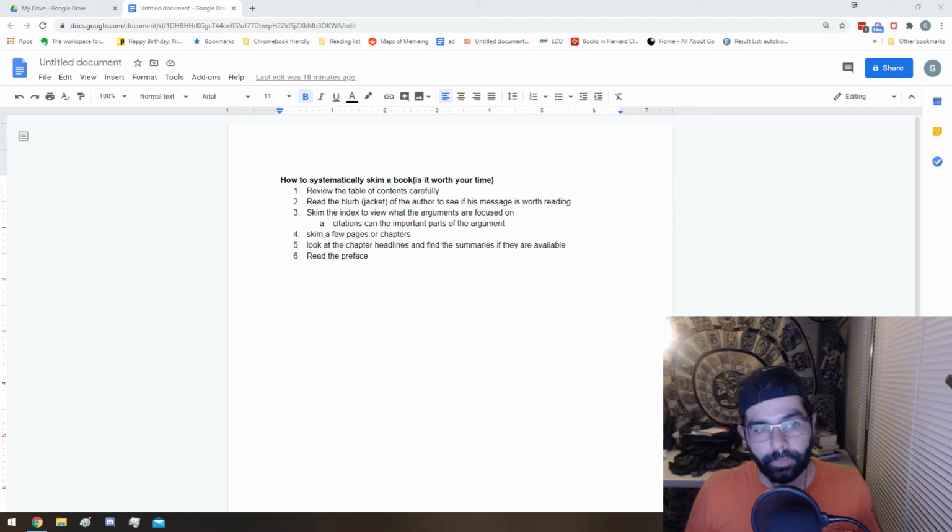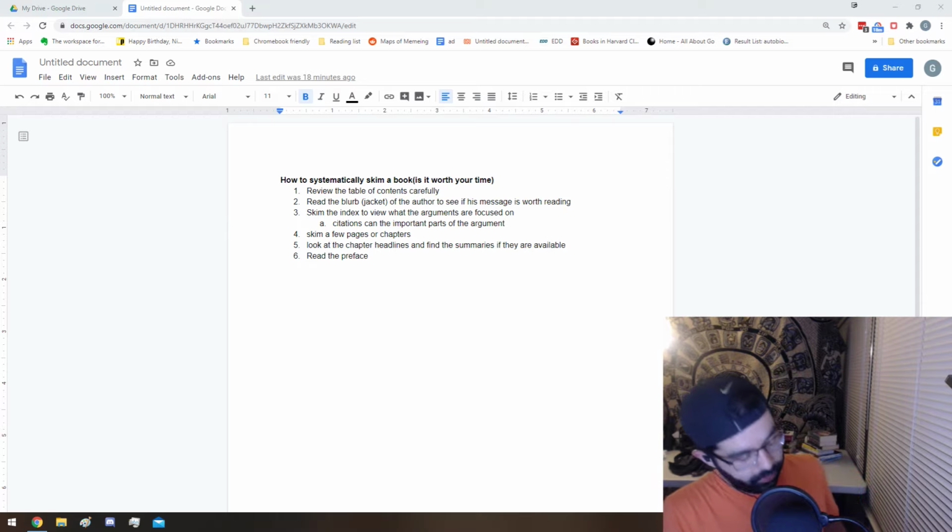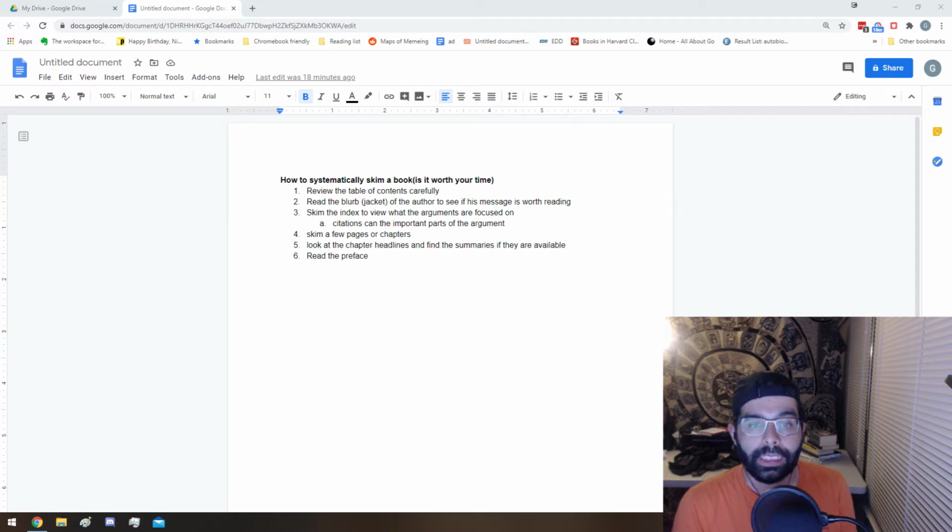And to summarize, look at the table of contents, read the jacket, skim the index and citations, skim a few of the pages and chapters, look at the headlines, find the summaries, and read the preface. The preface tells you important information. If you can do all this in a good 10 minutes, you'll get a very good gist of what the book is about, and you can figure out if the book you have at hand is actually worth reading.